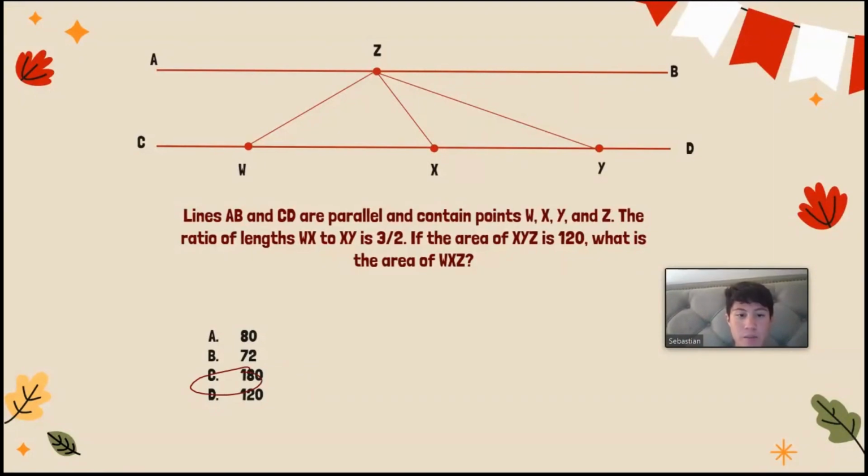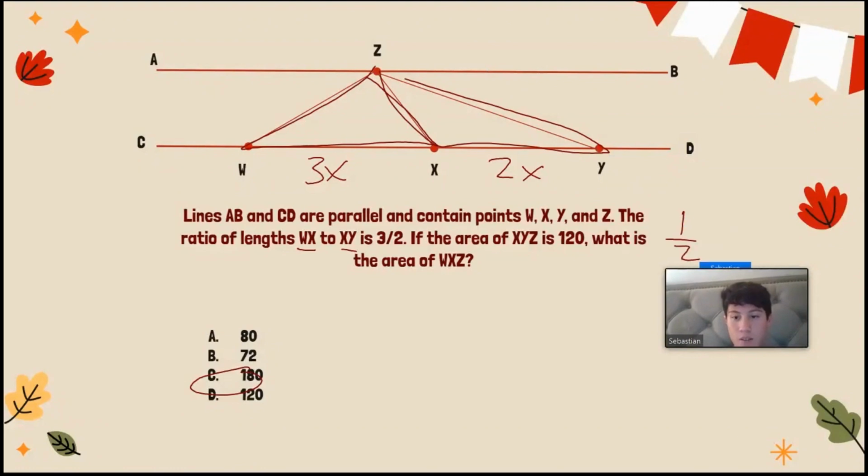So let's label our lengths. We can call WX 3x, and since the ratio of lengths WX to XY is 3/2, this will make length XY equal to 2x. So we are interested in this triangle and this triangle. And recall that the area of a triangle is 1/2 base times height. We know the bases for each of the triangles, and we know that the height is the same for both of them. So we can call the height h for both of our triangles.